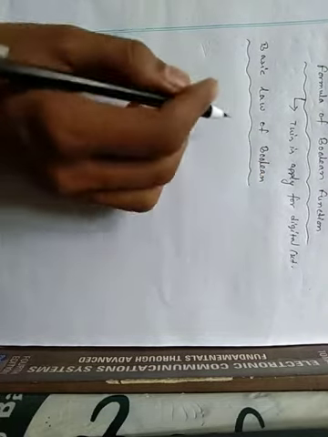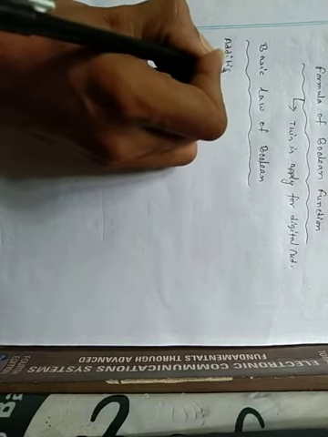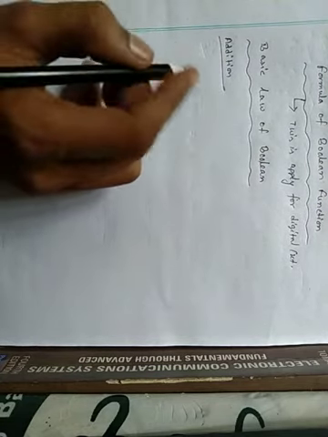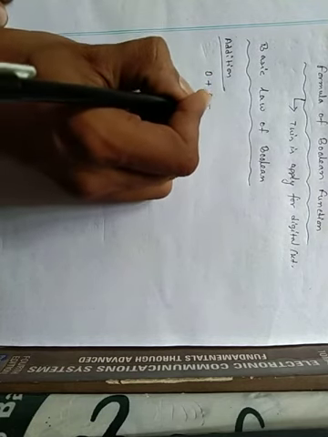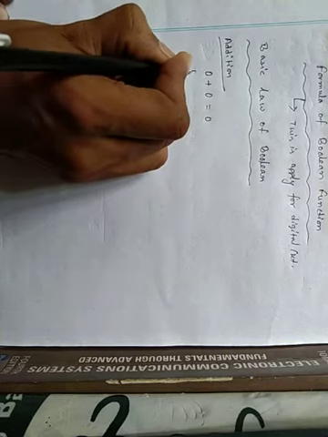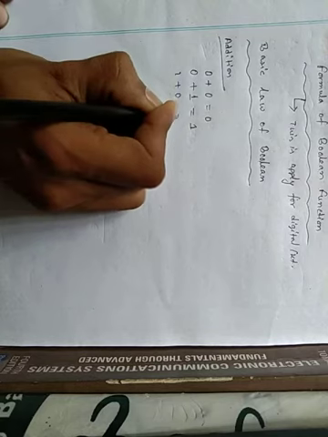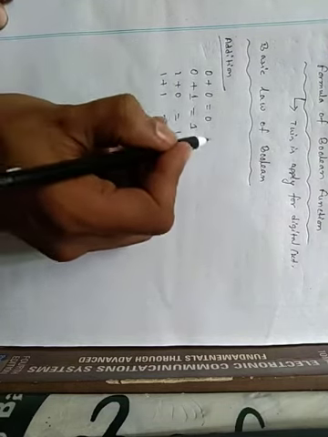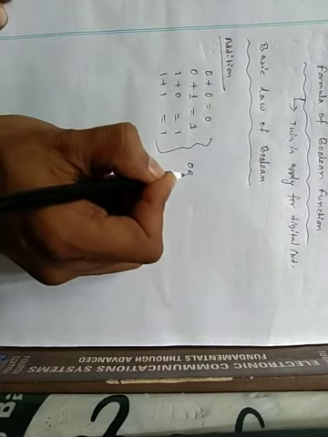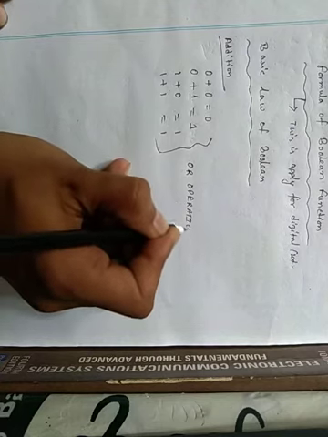The first law is addition. 0 plus 0 equals 0, 0 plus 1 equals 1, 1 plus 0 equals 1, and 1 plus 1 equals 1. This is the OR operation.